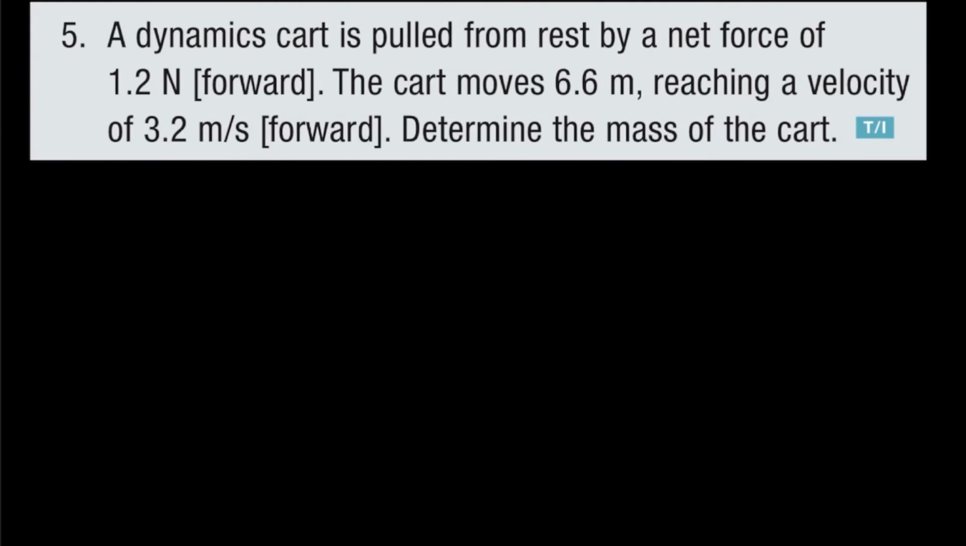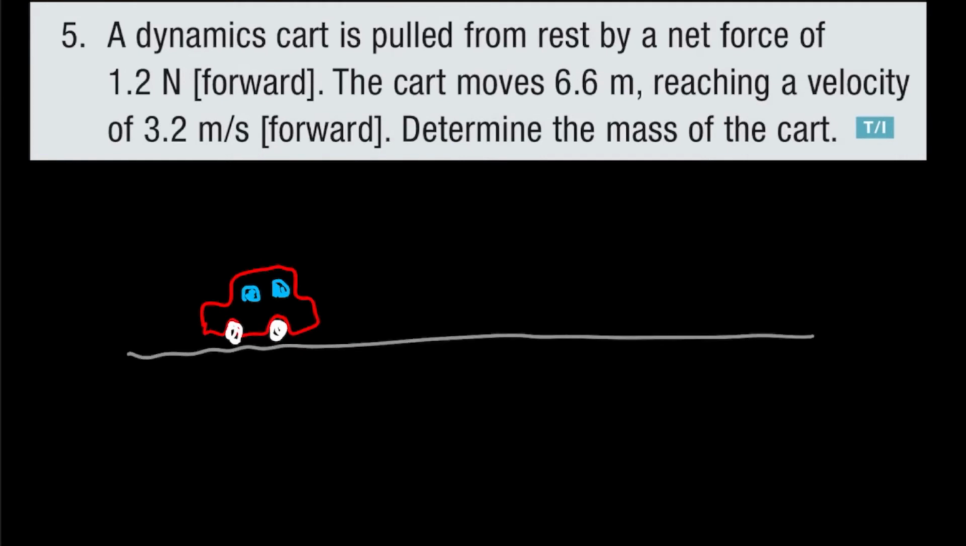For question 5, we have a dynamics cart that is pulled from rest by a net force of 1.2 newtons forward. The cart moves 6.6 meters, reaching a velocity of 3.2 meters per second forward. Determine the mass of the cart. Our first strategy is going to be to visualize this. So instead of a dynamics cart, I'm just going to draw a regular car.